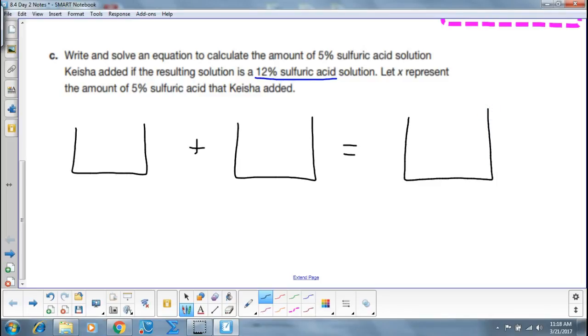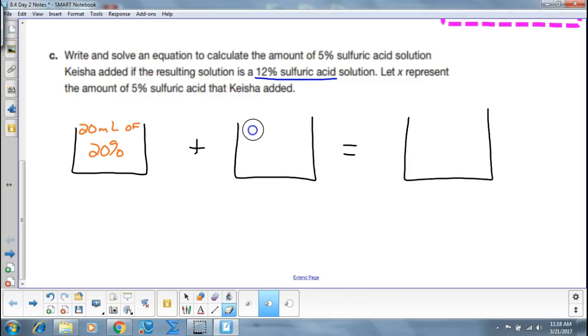Okay? In this first beaker, I've got 20 milliliters of 20% solution. Right? How much 5% solution am I going to be adding? X.